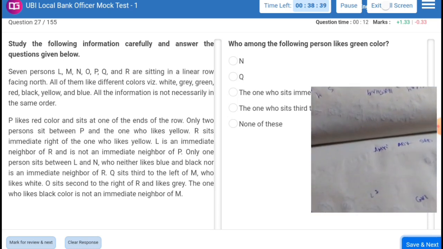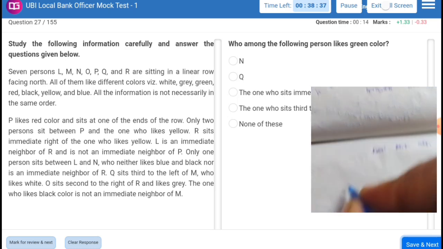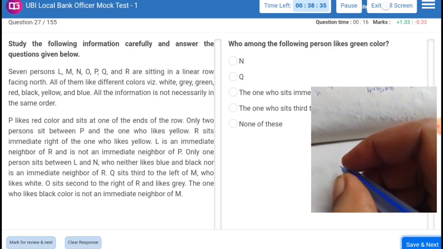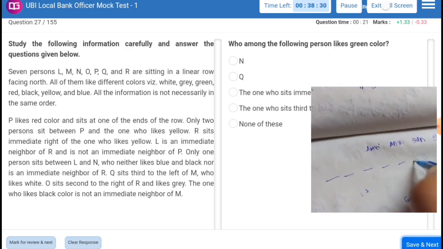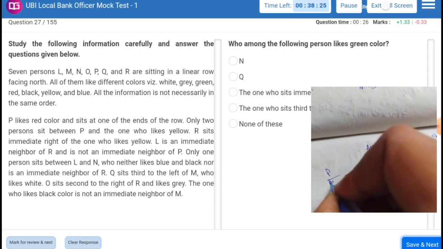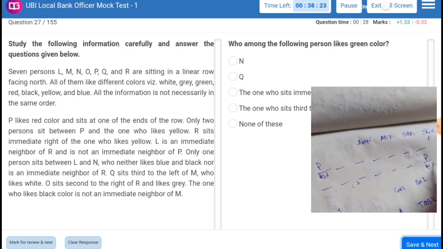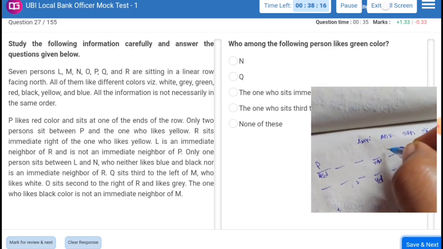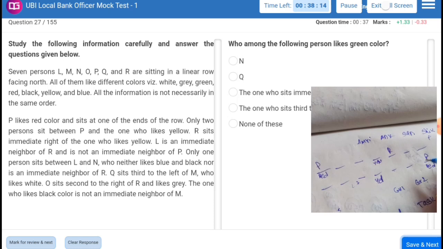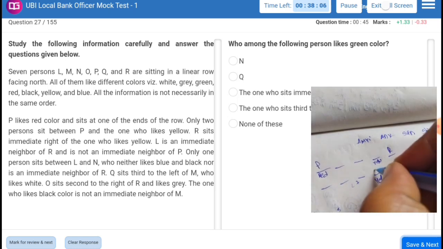Seven persons are sitting in a linear row facing north. 1, 2, 3, 4, 5, 6, 7. So P likes red color at one of the extreme ends. Only 2 persons between the P and the yellow. R is immediate right of yellow because all are facing the north. L is immediate neighbor of R and is not the neighbor of P.